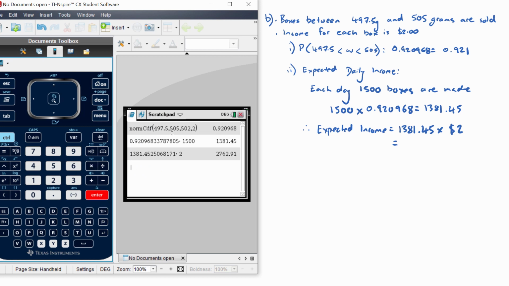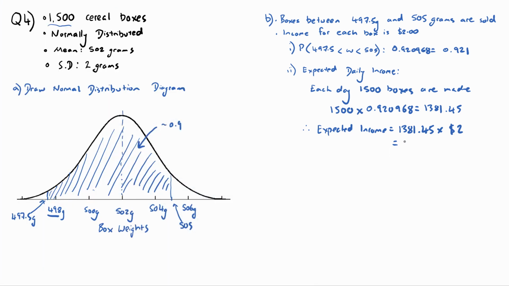so 2,762.91, and to 3 significant figures, because the question doesn't ask whether to give it to the nearest dollar, we give our answer to 3 significant figures. That will be 2760. And they are the two answers to part B, question 4.